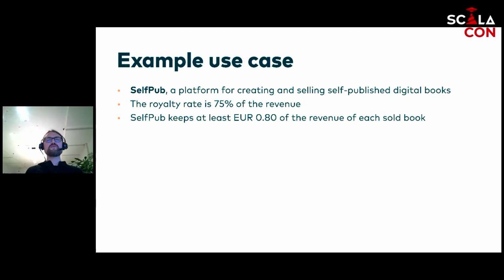It's a platform for creating and selling self-published digital books. And of course, any similarities to a self-publishing platform I know are purely accidental. And there are 2 rules that are relevant for this talk. The royalty rate for a book sale is 75% of the revenue. But also SelfPub has a rule that it keeps at least 80 € of the revenue of each sold book. So keep in mind these business rules for now.